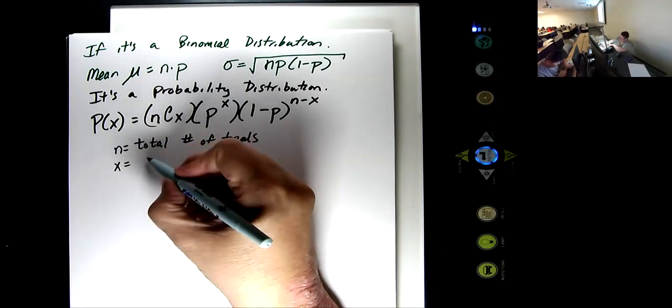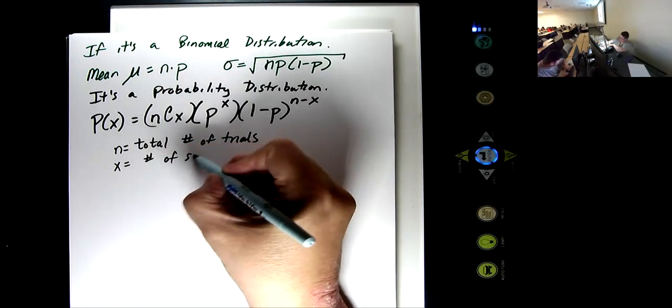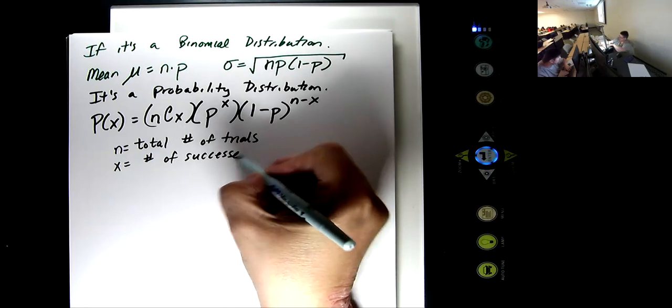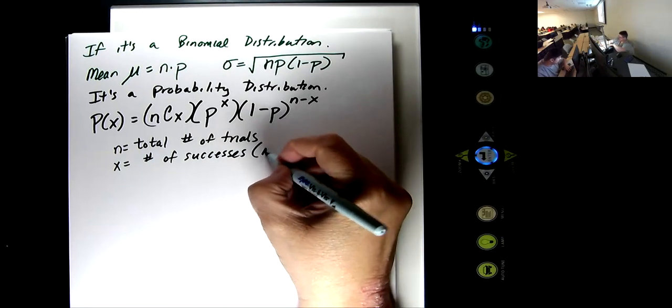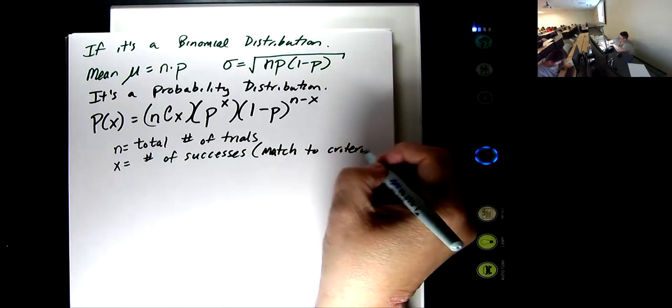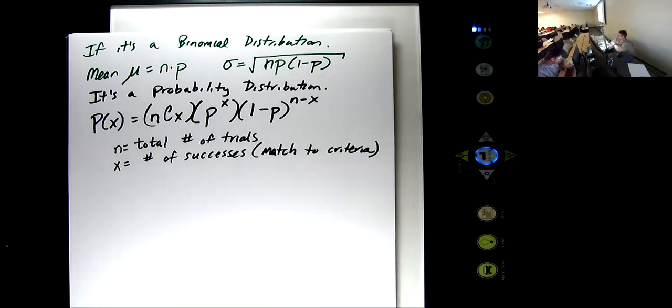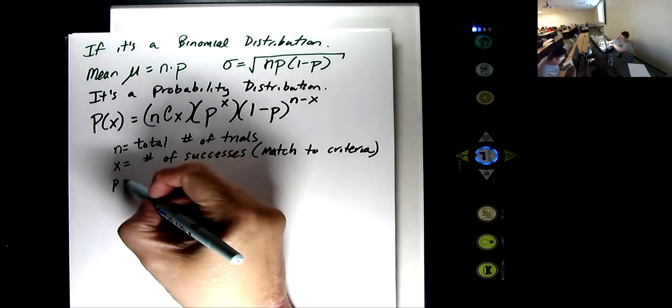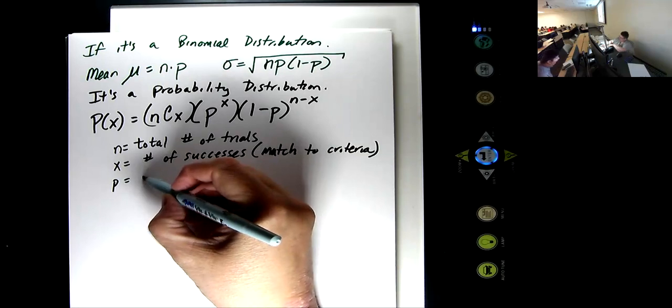X is the number of successes. And success here just means match to criteria. Like if you were counting the number of times you lose, that would be like a success. If you lost, that's a success. It's kind of a weird way of saying it, but that's the way it works. So total number of matches might be a better way of saying it. And P is the probability of success.